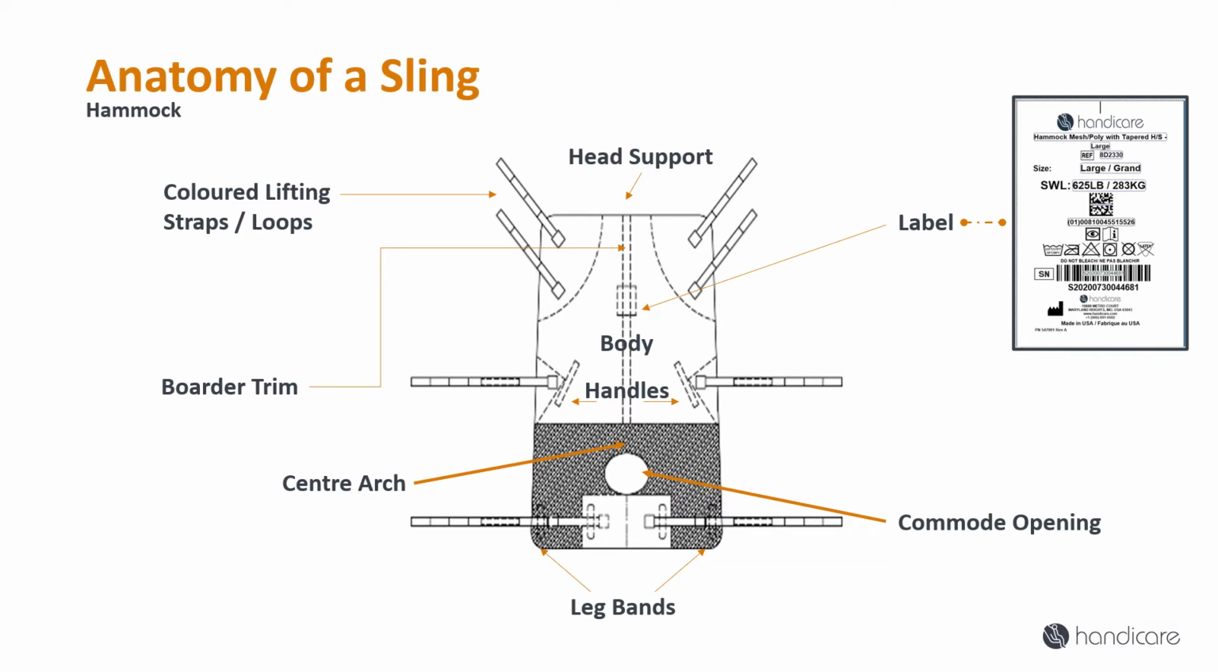There is a small commode opening which can be used for hygiene and toileting needs. This sling style may be suitable, for example, for residents with above-the-knee amputations, or for residents with limited upper body function and tone, or for residents who need to minimize their hip rotation in a seated sling.